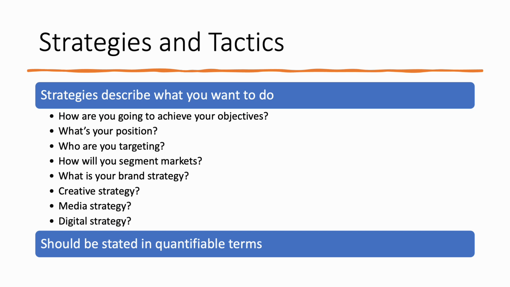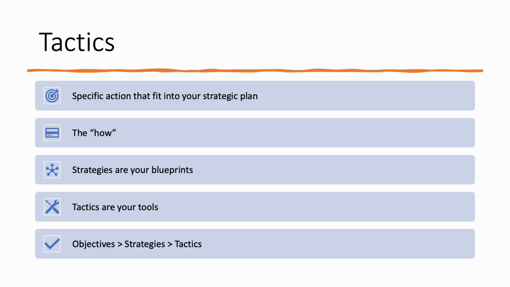On the other hand, tactics, which we'll cover next, are the specific actions you take to bring these strategies to life. Your tactics essentially are tied to the strategic plan. Think of strategies as your blueprint and tactics as the tools you use to build it. Always remember this flow. Objectives lead to strategies, which guide your tactics. Tactics bring your plan to life and make your goals more achievable.